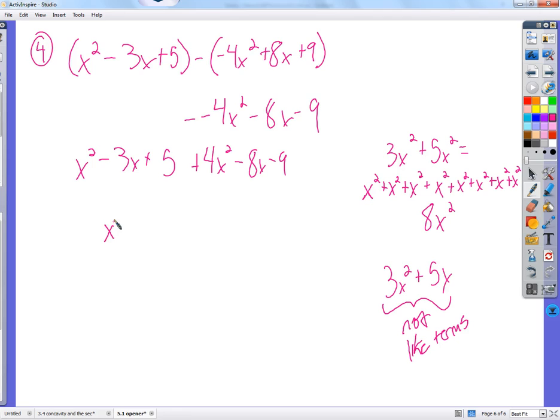So we've got a certain number of x squareds. How many x squareds do we have all together? 5 of those. Okay, followed by -11x, -4, 5 minus 9, -4. Just combining like terms. With x squared terms with x squared terms, x cubed terms with x cubed terms, and so on and so on.